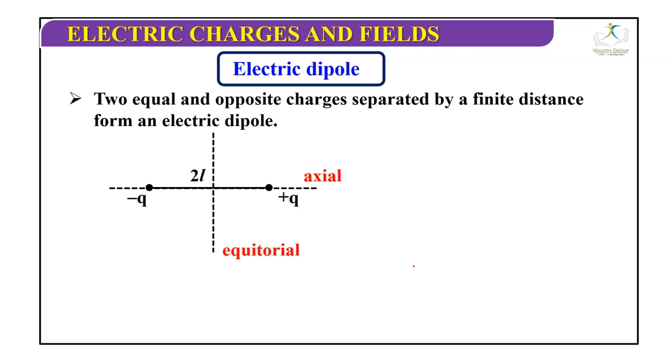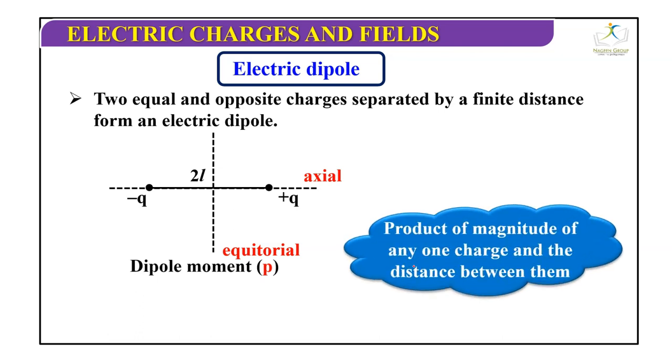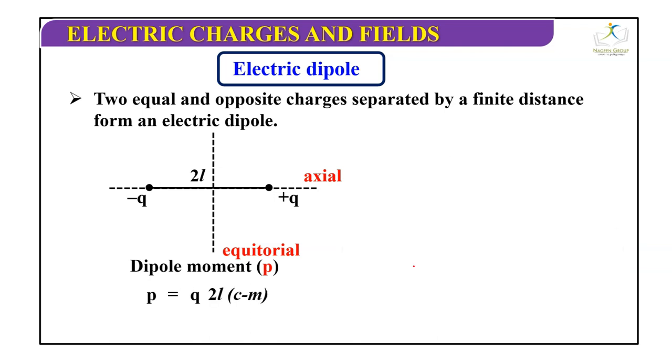There are two particular points: axial, along the axis, and equatorial, perpendicular to the given axis. The dipole moment p is the product of the magnitude of any one charge and the distance between them, that means q into 2l. This is a vector quantity and the direction is from negative to positive. If I talk about the dimensional formula, this will be LTA.